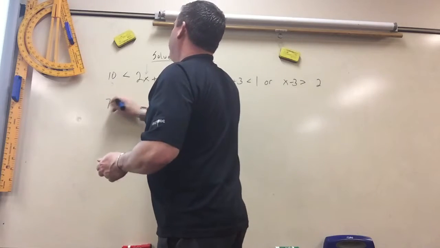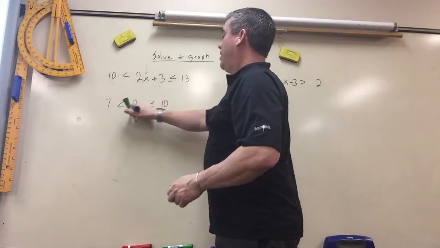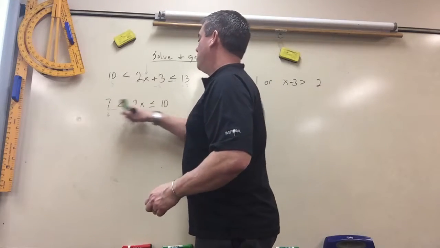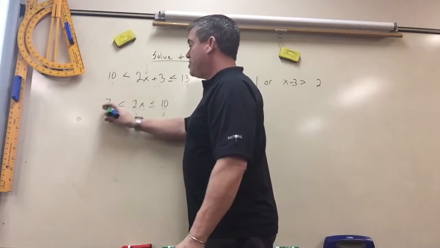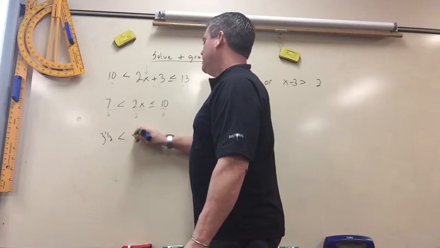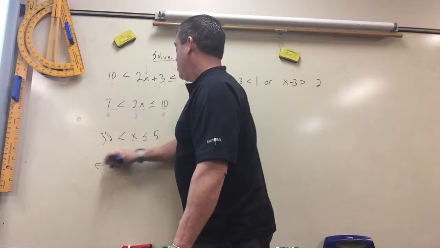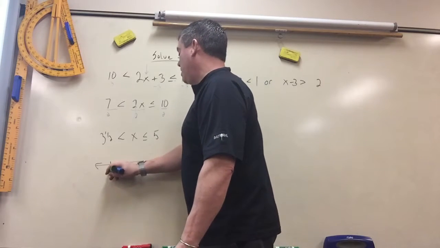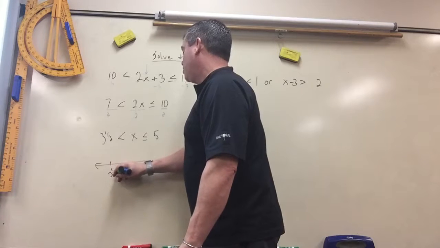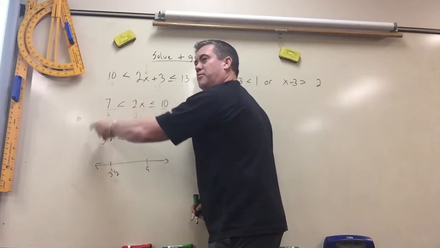And you'd have 7 is less than 2x is less than or equal to 10. Then divide by 2. And you'd have 7 halves. You could leave it 7 halves, or you could write it as 3.5, is less than x is less than or equal to 5. So when you graph this, when you put your numbers on here, make sure you put them in the correct order. Sometimes they're reversed up here.